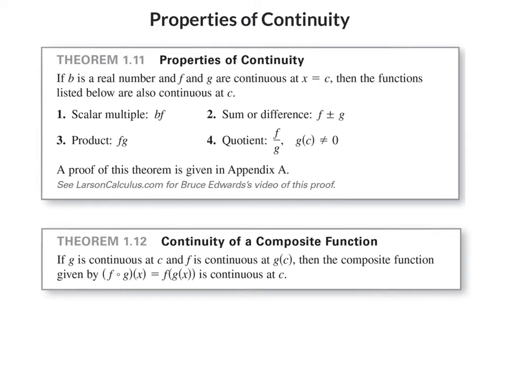And also, continuity of a composite function, if g is continuous at some point and f is continuous at whatever the output of plugging in c into g is, then that means that the composition of f of g of x is also going to be continuous.